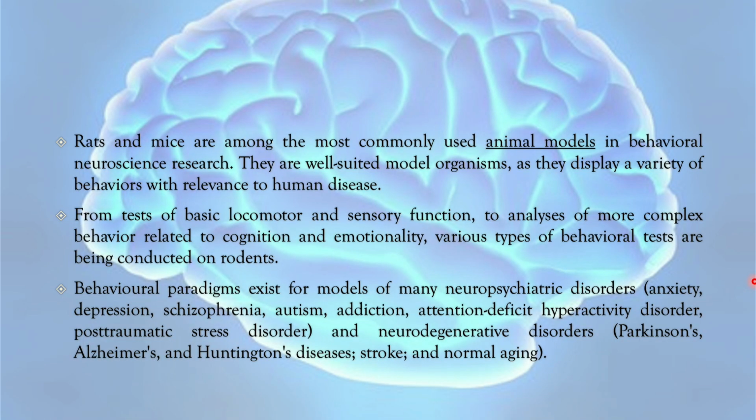So rats and mice are among the most commonly used animal models in behavioral neuroscience research. The basic reason is that it is easier to evaluate the behavioral changes in rodents rather than other model organisms like C. elegans or Drosophila melanogaster, because you cannot detect various changes in their general behavior or cognitive evaluations in other model organisms, but it is rather easier in rodents such as rats and mice.